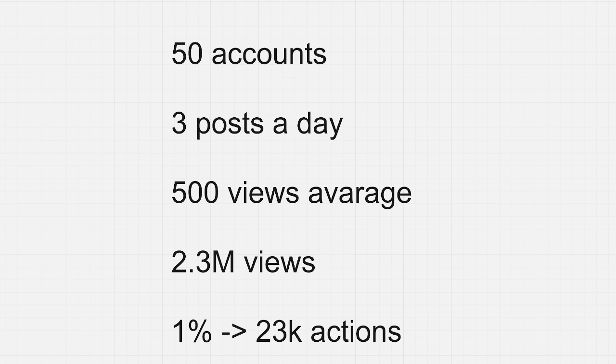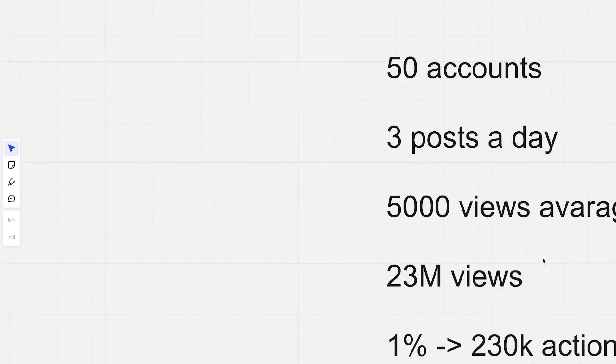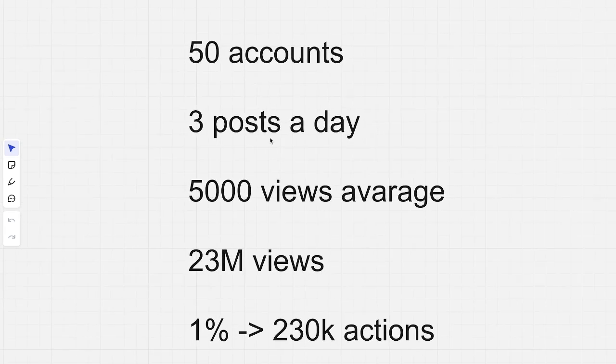Now, a grown account does not do 500 views. That's something you do your first weeks. When an account is grown, it will be more like 5,000. So let's see what those numbers look like. With 5,000 views, it quickly becomes 23 million views. And 1% in profile visits is 230,000 profile visits. And can you imagine the effect that that will have on your product or brand or anything you're selling?